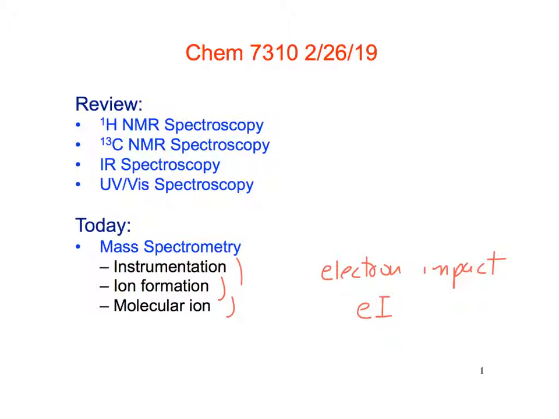It may not be the one that you use most often, but this is the technique where we can really get more information about fragmentation and these kinds of mechanisms. So we're going to go through and talk mostly about mass spectrometry based upon this ionization technique, and then we'll come back and talk a little bit about some other ionization techniques and just different mass spectrometry methods. Okay?